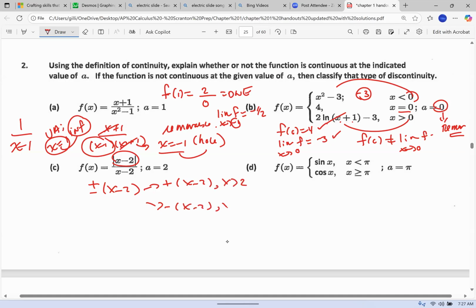This gets the greater than. This gets the less than. I'll bring back my x minus 2 for each. The top simplifies to 1 for x bigger than 2. The bottom simplifies to -1 for x less than 2.